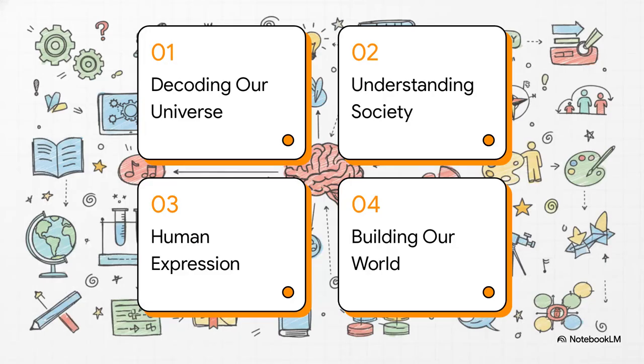So here's our game plan. We're going to explore this map by looking at 4 major territories. First, we'll start with the absolute fundamentals, the rules of reality itself, in decoding our universe. Then we'll zoom in on us, on people, with understanding our society. From there, we'll dive into our creative side and our search for meaning in exploring human expression. And finally, we'll see how it all gets put together to build the world we live in right now.